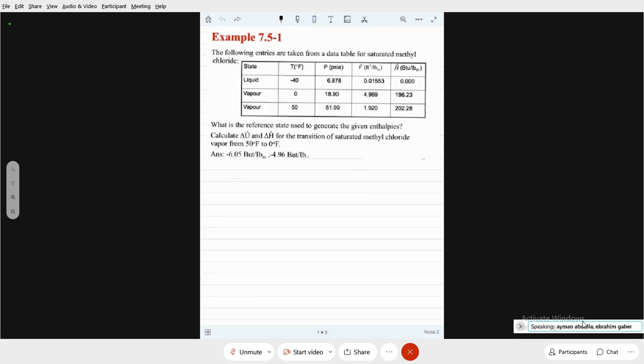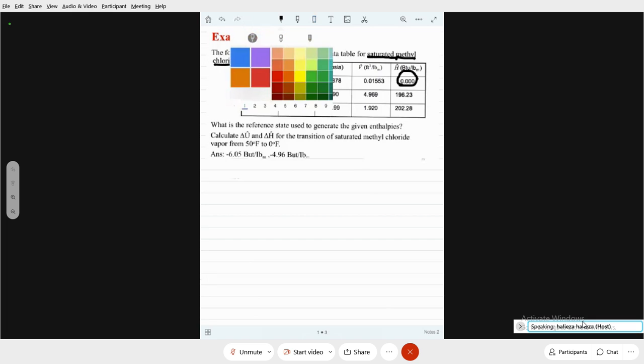Why do you say that? Because the enthalpy is zero. That's the enthalpy, not internal energy. The enthalpy is zero. So it's liquid. What liquid? It should refer to saturated methyl chloride.